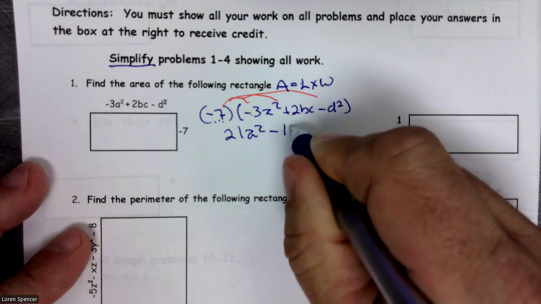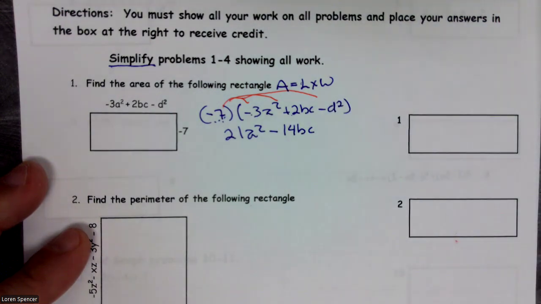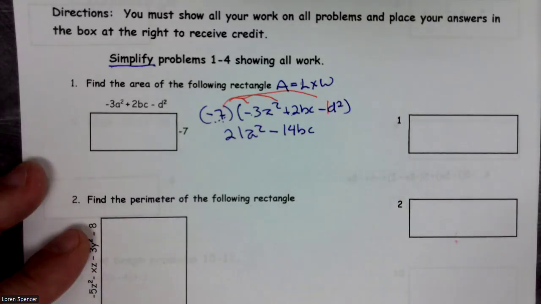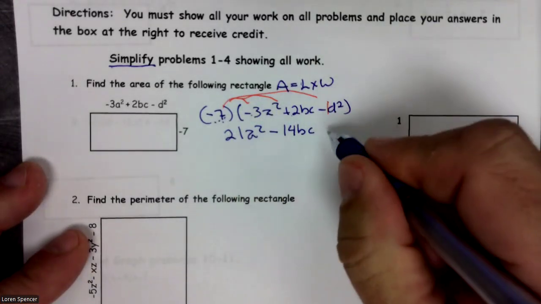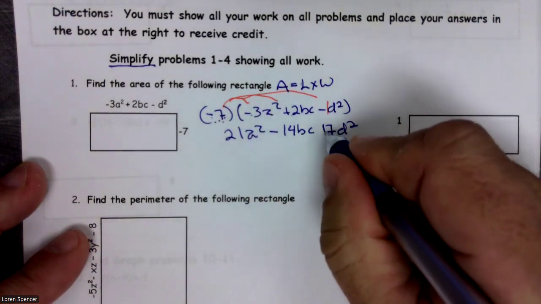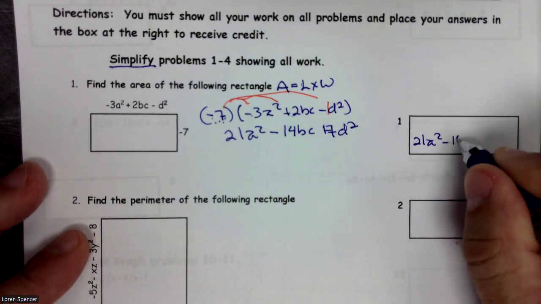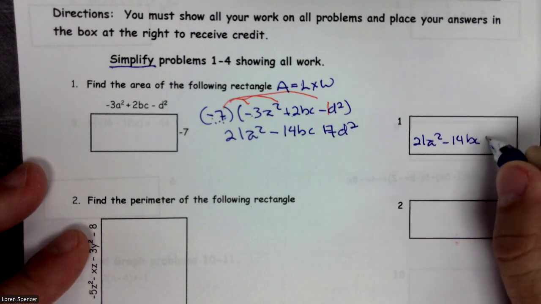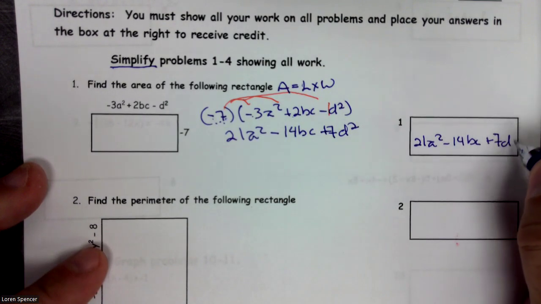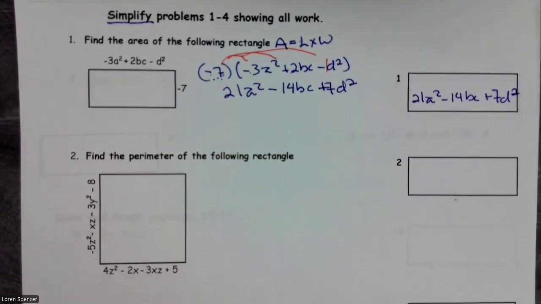7 times 2 is 14. So negative 14bc. And 7 times, this is like having a 1, it's not shown. So -7 times 1 is 7. We have 7d squared, but a negative times a negative is a positive. So my answer is 21a squared minus 14bc plus 7d squared.